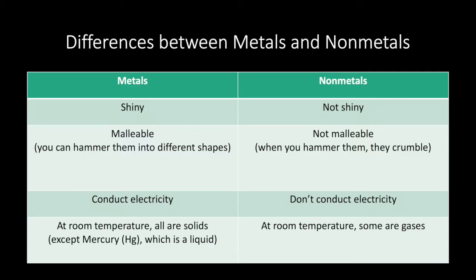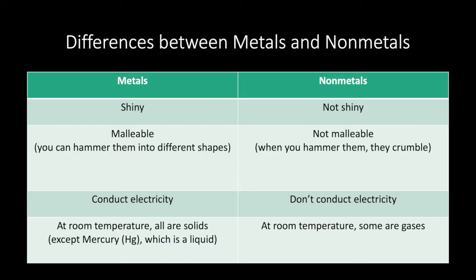So this table summarizes the differences between metals and nonmetals. These are the opposite ends of a spectrum. So metals tend to be shiny, and nonmetals tend not to be shiny. Metals tend to be malleable, and what that means is that you can hammer them into different shapes.